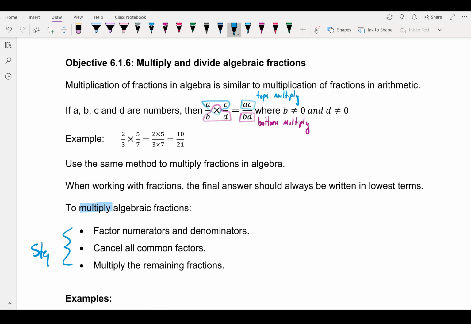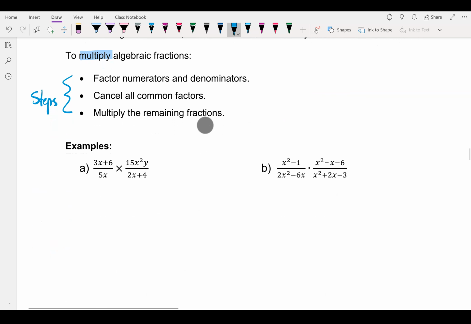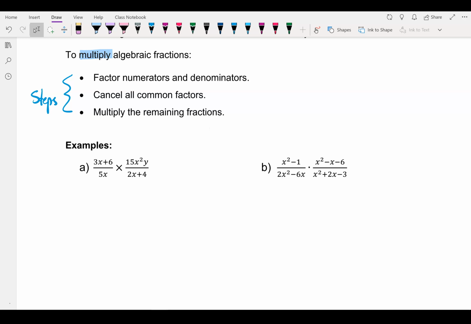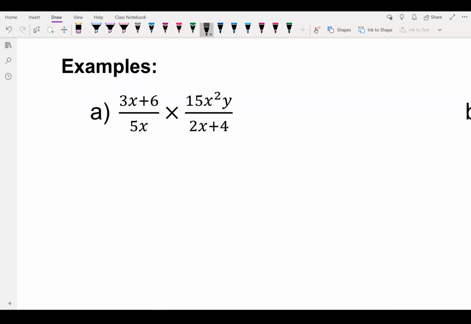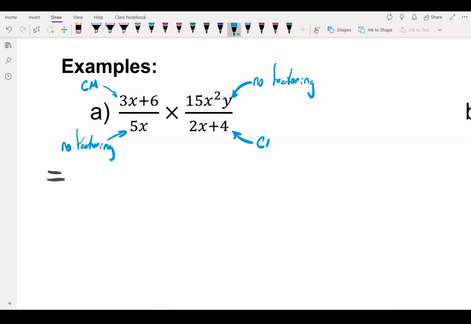We're always going to try to factor first, and then we're going to cancel all the common factors, and then we're going to multiply. So let's see what that actually means with this example. First things first, factor. In example A, we're going to factor every single piece. The first piece is a common monomial I'm going to take out. This one has no factoring involved, and this one here, there's no factoring. And this one here is also a common monomial.